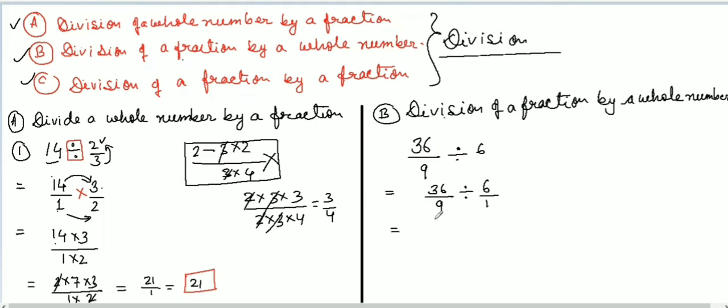Now next step will be 36 over 9, and change this division sign to multiplication. We have to make a change in the second fraction as well. So flip this fraction, which means write down the reciprocal of 6 over 1, which will be 1 over 6. Now multiply across: 36 multiplied by 1 over 9 multiplied by 6.